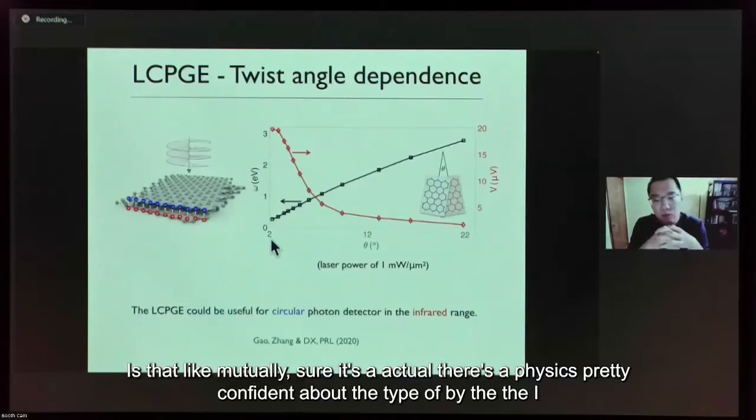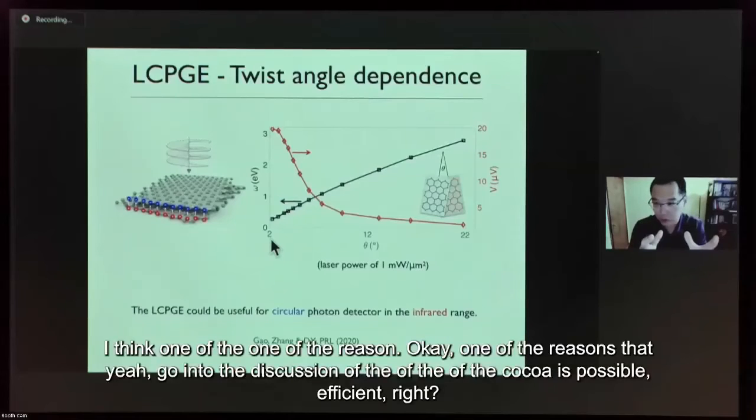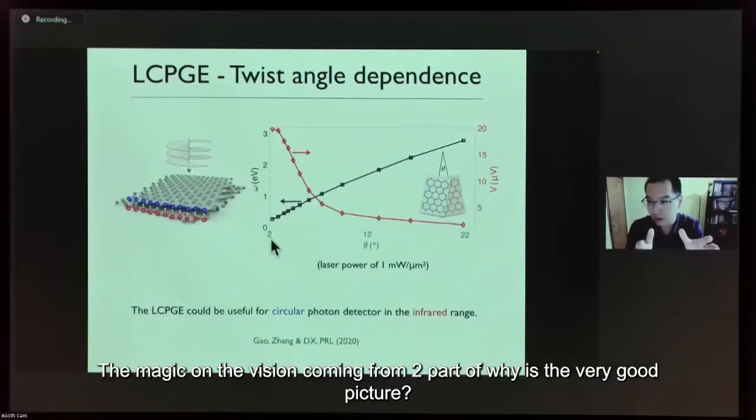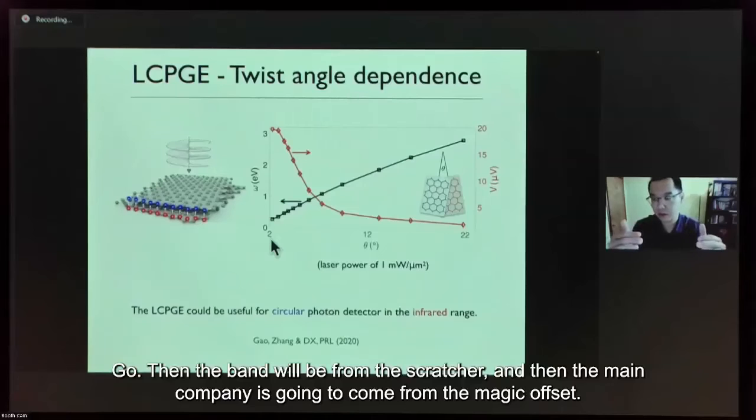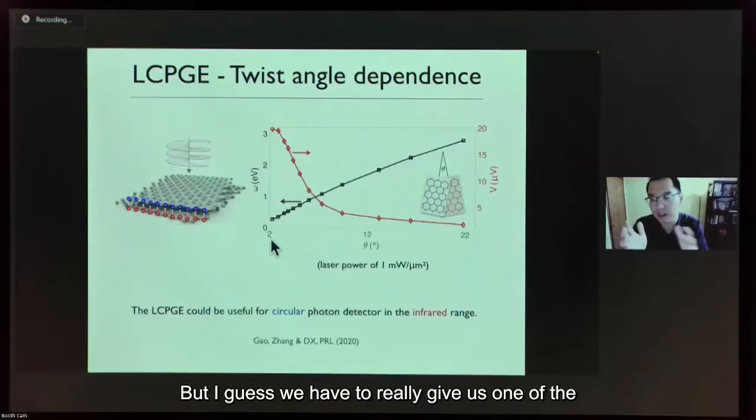I think one of the reasons is that if you go into the expression of the response coefficient, the major contribution comes from two parts: one is the Berry curvature, one is the quantum metric tensor. When you go to a small angle, the band becomes flatter, and the main contribution is going to come from the quantum metric tensor. But when you go to even smaller angles, the lattice doesn't change anymore. That would give you the saturation, but that would be my guess. We really haven't looked at what actually caused the saturation.